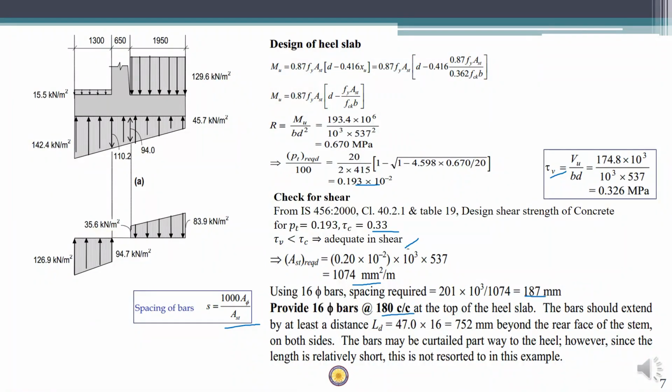An important thing to note here is that the tension face is on the top side, hence we give the reinforcement in the top face. Also, it should not finish exactly at the face of the support, it should continue a little longer because of the requirement of development length Ld. So Ld is actually 47 times the diameter of the bar used. So this is very similar to the previous one.